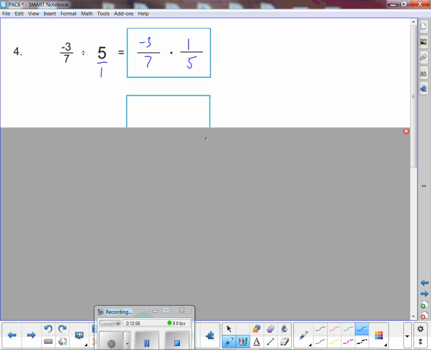What do you always remember to do on this step? Look to reduce, right? Reduce before you multiply. Can we reduce this? So it's an easy problem, right? Now, again, some of you are off on your times tables. I can't help you there. As I said, go back and practice your times tables. So we get negative 3 over 35. And that's it.